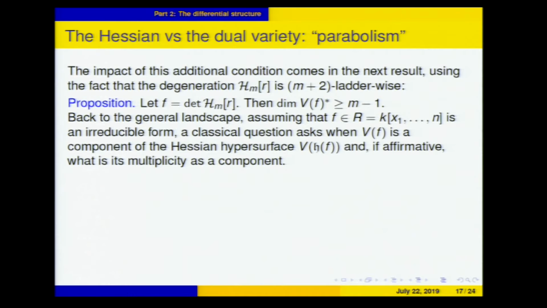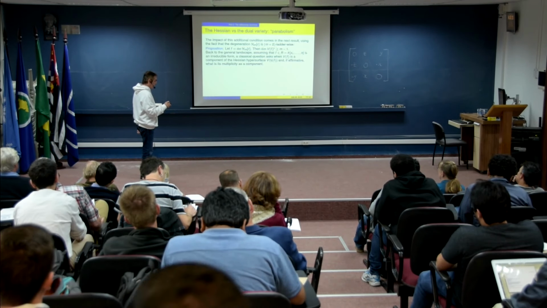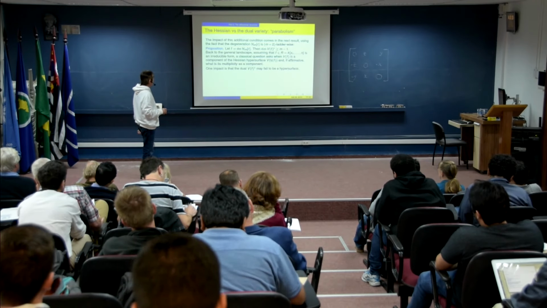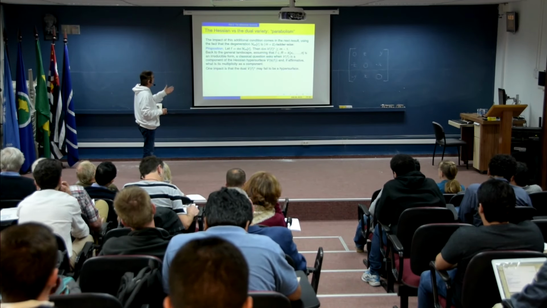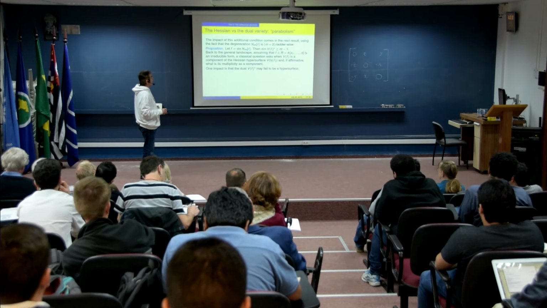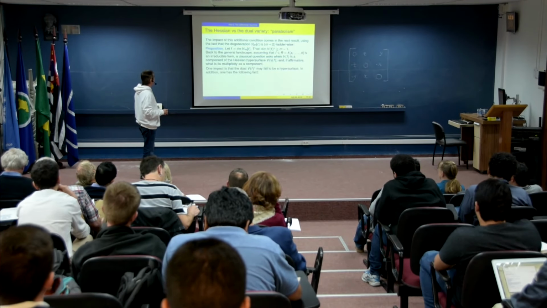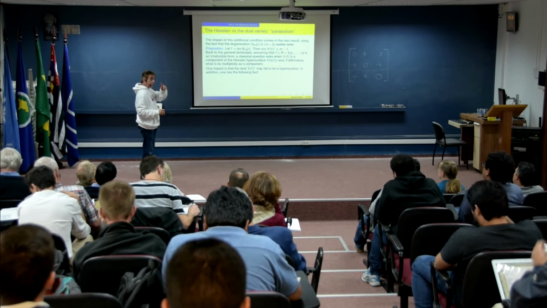Okay, another question which is very much tied to this is when is the variety of f itself a component of the Hessian variety? Or if you want algebraically, when is f a factor of the Hessian? And then what is the multiplicity of this factor? So this is a classical thing that was studied by Segre. And the impact is that if you know quite a bit about this, then you notice that the dual variety may fail to be a hypersurface. So it's defective in the language of Coolidge, not defective in the language of Coulomb.